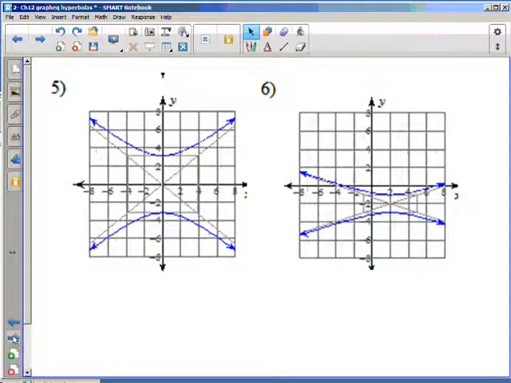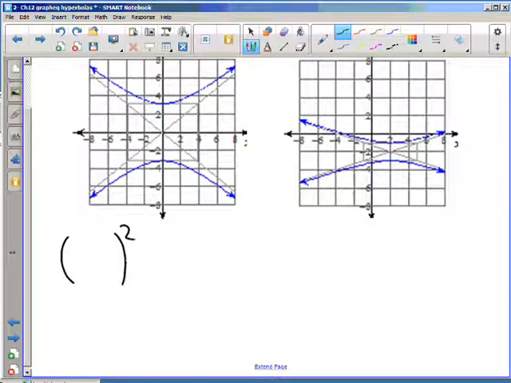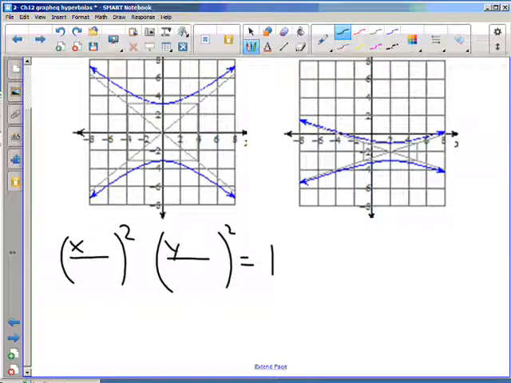Now working the other way, if we're given the graph, we want to write the equation. I think you may find that this is easier than the drawings, especially if you know the form that you need. And the form we need is going to have some squared stuff set equal to 1. We don't know if the x or the y is positive or negative yet, so we'll leave that.